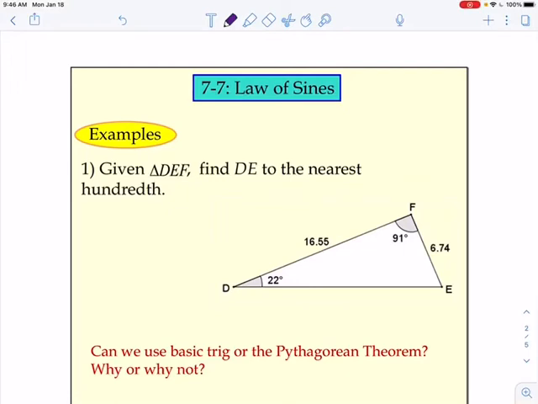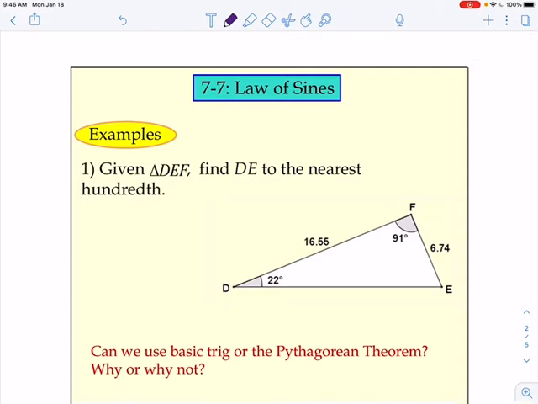The last section of Chapter 7 is called the Law of Sines. So we're going to look at an example right away and see if anything that we've learned so far this chapter could be put into play to figure out our answer here. Given triangle DEF, we want to find DE to the nearest hundredth.